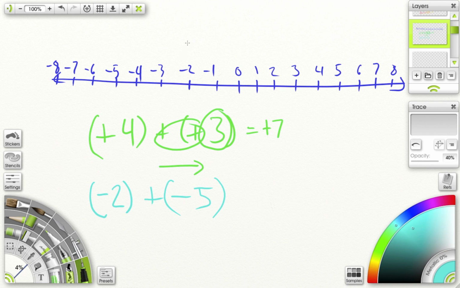First of all, find your first number on the number line. So -2 is right here. Next step, look at your symbols. Do they match or are they opposite? They are opposite. So plus and negative, those are opposite symbols. It means I'm going to the left on the number line. Matching, right, opposite, left. How many spaces am I going left? Look at my second number, 5. I'm going 5 spaces to the left. So I go 1, 2, 3, 4, 5. Where do I end up? I'm at -7.